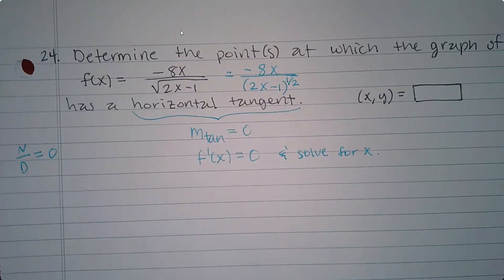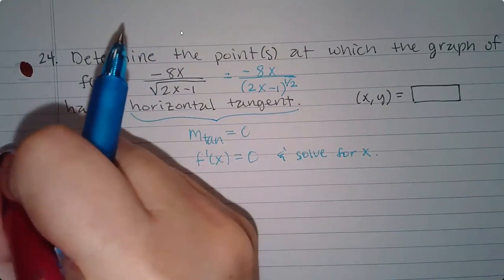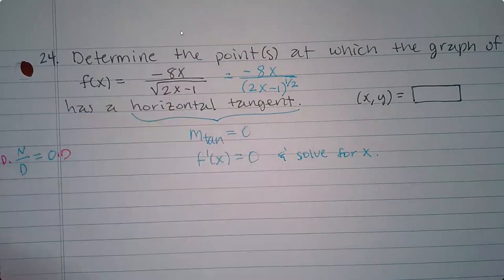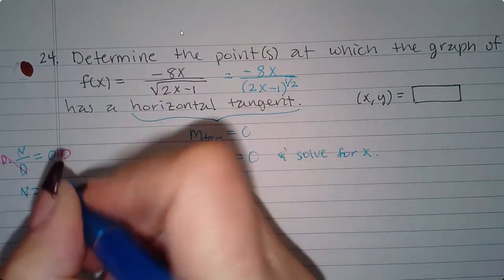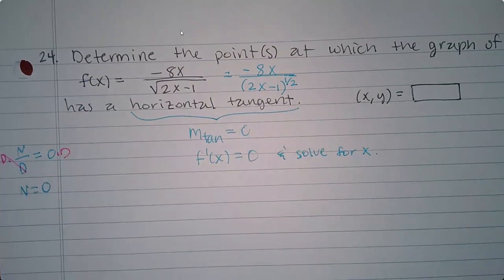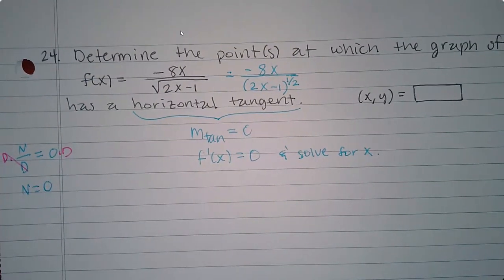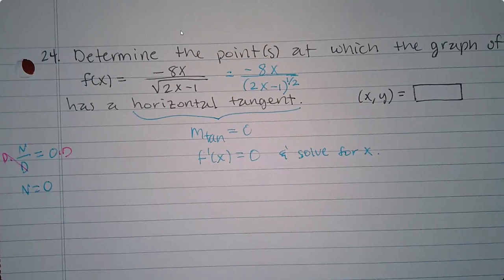Multiply by the denominator. And then what happens when you multiply by that denominator? It cancels over here. And what's zero times any denominator? So really, you just want the numerator equal to zero, right? So I do need to figure out what that numerator is going to look like.